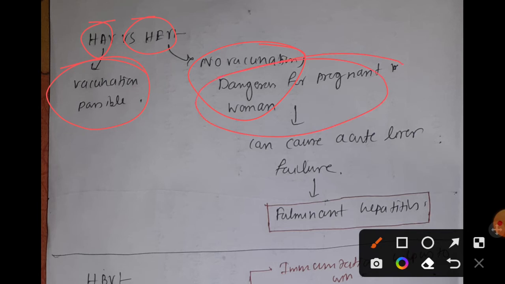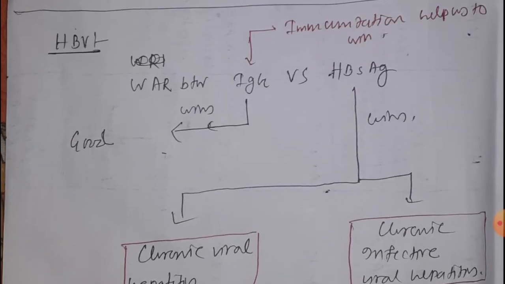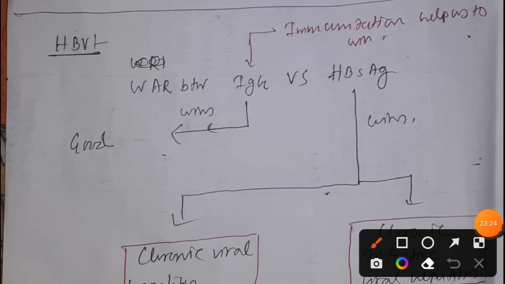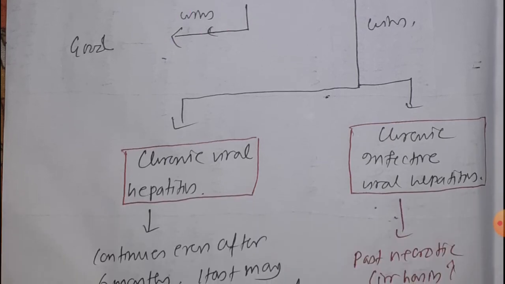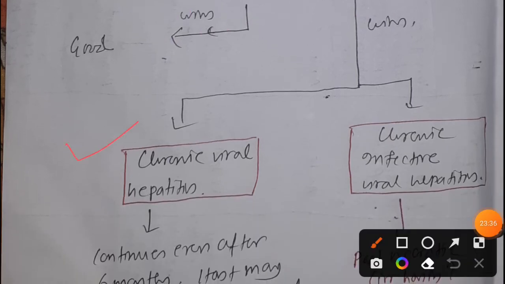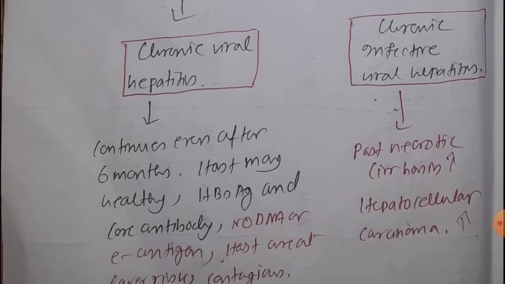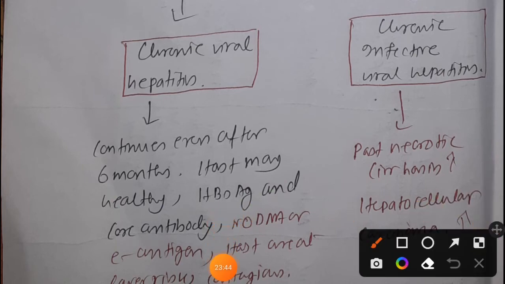Hepatitis E virus is more dangerous in pregnant women, as it can cause acute liver failure, fulminant hepatitis. And this is the main game in hepatitis B virus, a match between IgG and hepatitis B surface antigen. If IgG wins, then very good. But if hepatitis B surface antigen wins, unfortunately, then chronic viral hepatitis occurs. Chronic infective viral hepatitis is dangerous because it will facilitate post necrotic cirrhosis and hepatocellular carcinoma.